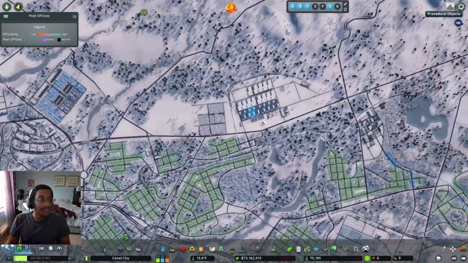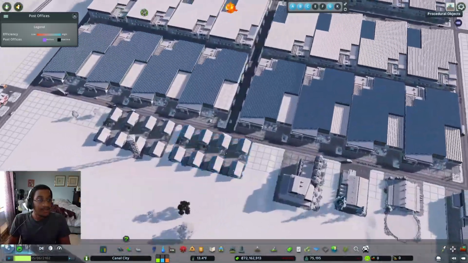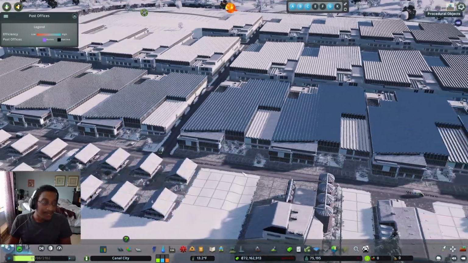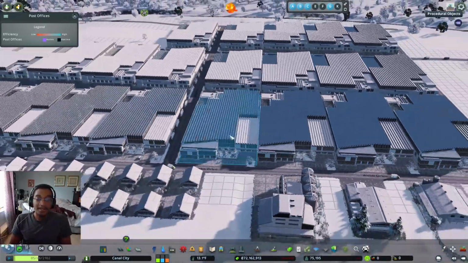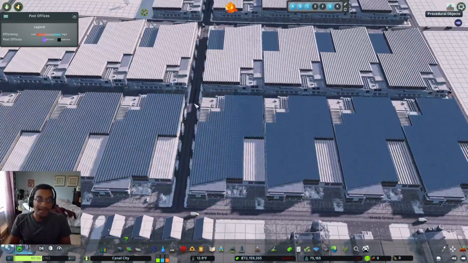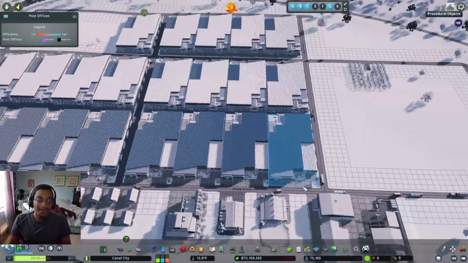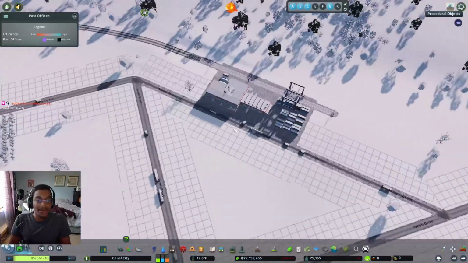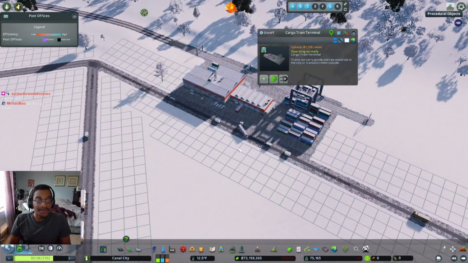And also, with these buildings, you can make them one way, but I don't think it's really necessary to make these one ways. The only things I would make one ways are the terminals.